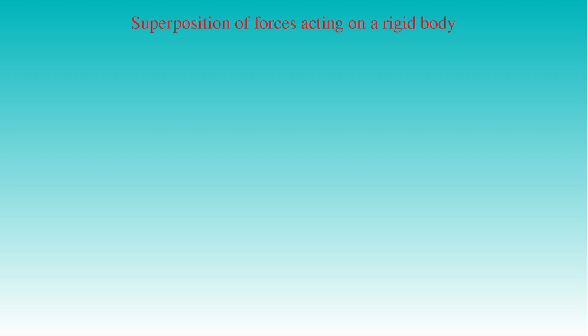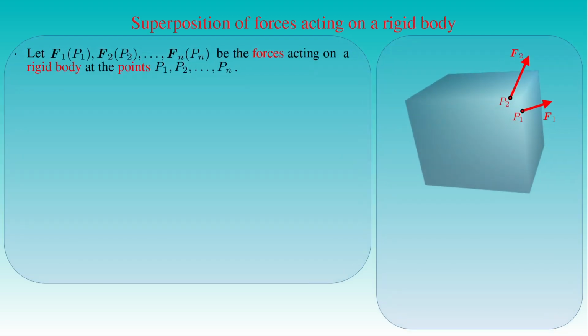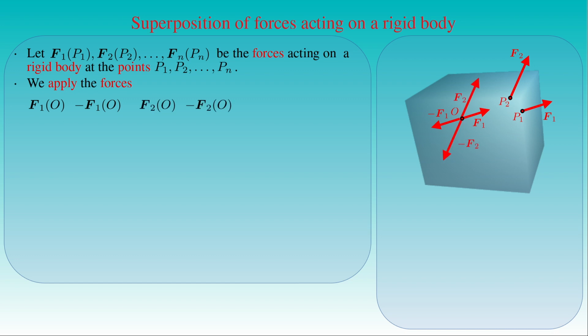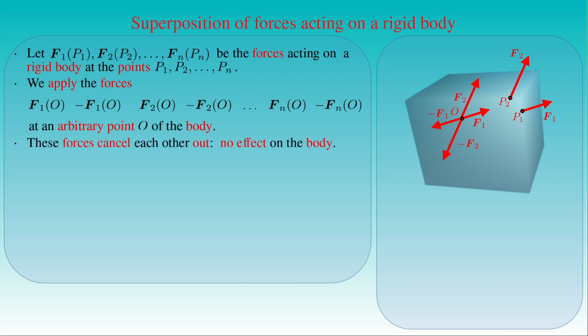By applying the results obtained in these examples, we can determine the superposition of forces acting on a rigid body in the general case. Let F1 P1, F2 P2, ellipsis, Fn Pn be the forces acting on a rigid body at the points P1, P2, ellipsis, Pn. For the sake of simplicity, only the first 2 forces are shown in the figure. Now we apply the forces F1O, minus F1O, F2O, minus F2O, ellipsis, FnO, minus FnO at an arbitrary point O of the body. Here we also show only the first 2 pairs of the opposite forces. Since these forces cancel each other out, they have no effect on the rigid body.